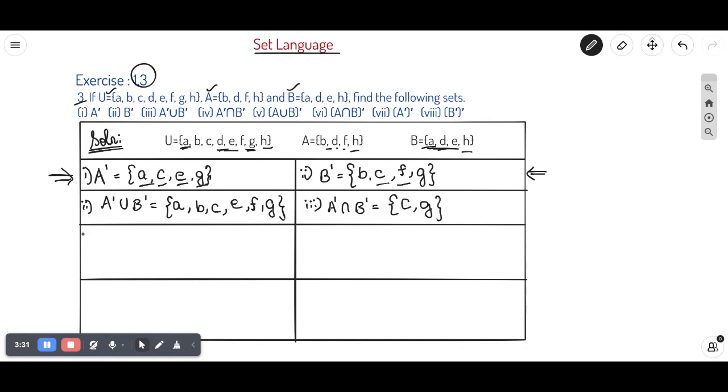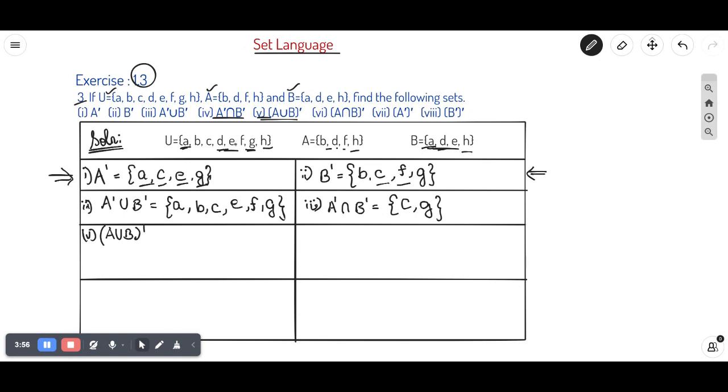Now let us move on to our fourth question, which is a little trickier. The fourth question is A dash intersection. This is our fourth question, and this is our third question, and this is our fifth question. The fifth question is A union B, the whole dash. First you have to find your A union B, then we'll write our whole dash.